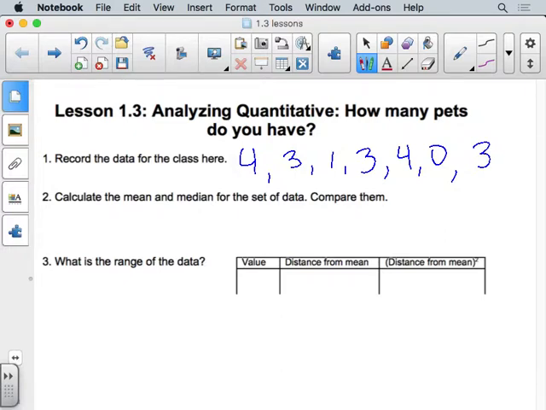We can get some basic numbers here. So calculate the mean and median for the data set and compare them. Since we're so small in numbers, we could add these up and divide by the number. So add up all your numbers. So do 4 plus 3 plus 1 plus 3 plus 4 plus 0 plus 3 divided by 7 for the mean.